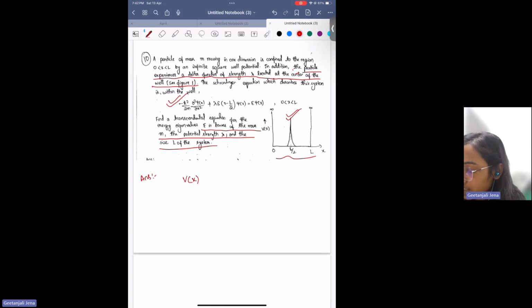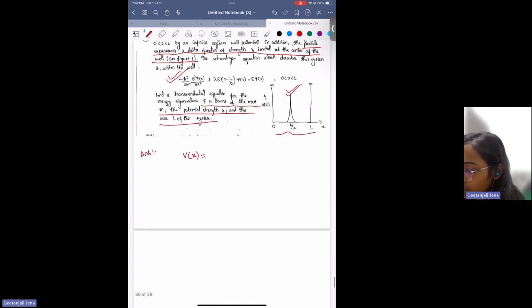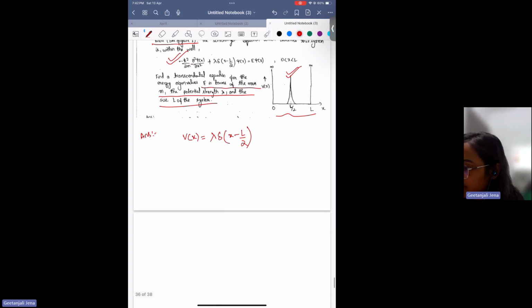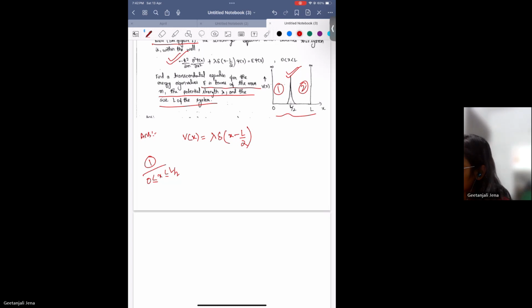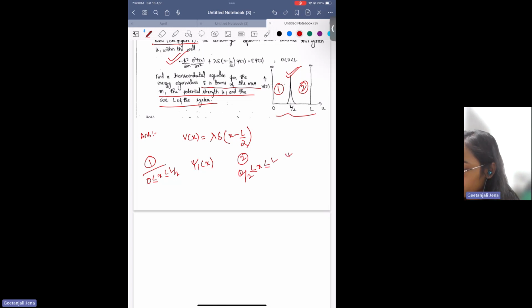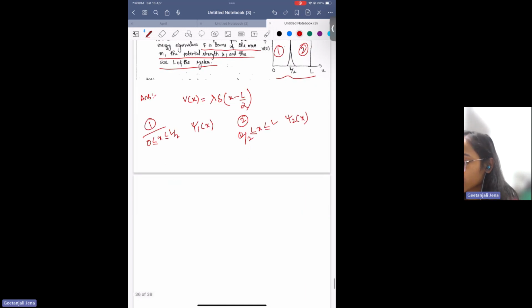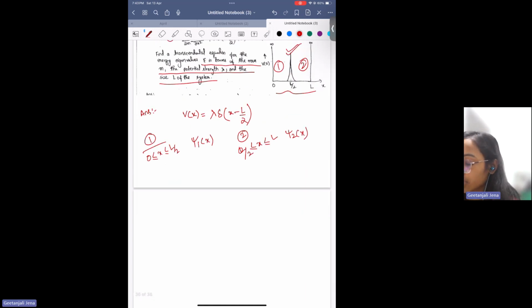Given V of x, I will solve this quickly because it is already explained in the previous part. So V of x is this. Now we have two regions, region 1 and region 2. In region 1, for 0 < x < L/2, we have psi1(x), and for region 2, which is L/2 < x < L, we have psi2(x). So psi1 and psi2 expressions we can take from the infinite 1D potential.